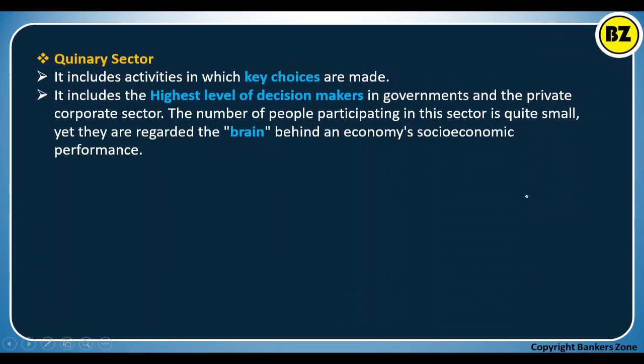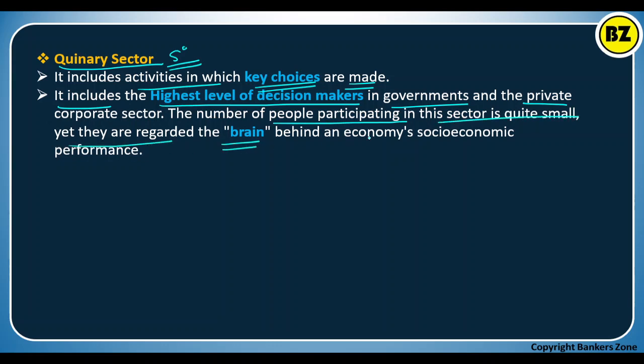Now what is the quinary? Quinary means fifth, right? The quinary sector includes the activities in which key choices are made. Remember, it is the sector where key choices are made. For example, it includes the highest level of decision makers in the government and the private sector also. The number of people participating in this sector is quite small, but yet they are regarded as the brain behind the economy's socio-economic performance. So I think you got it right.